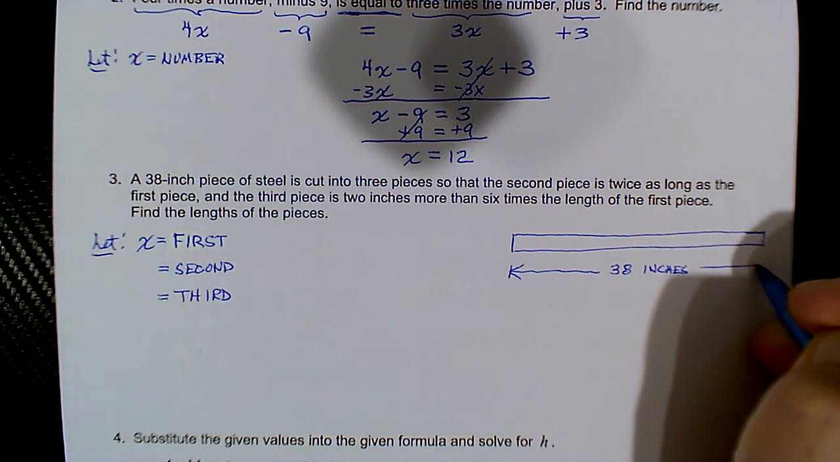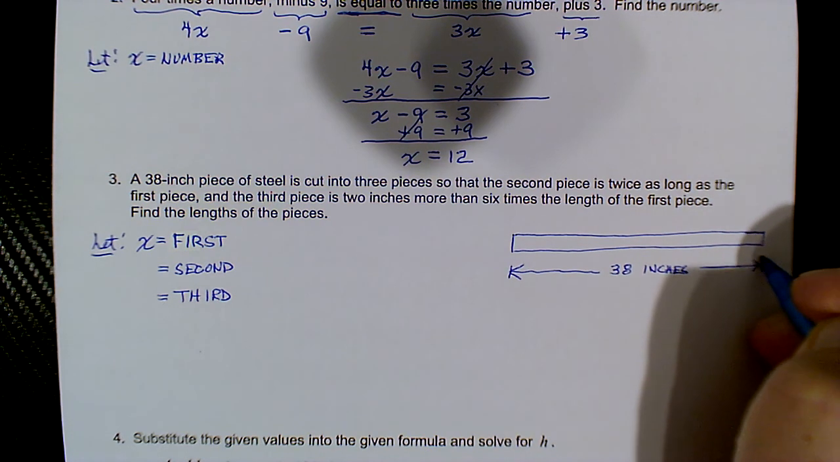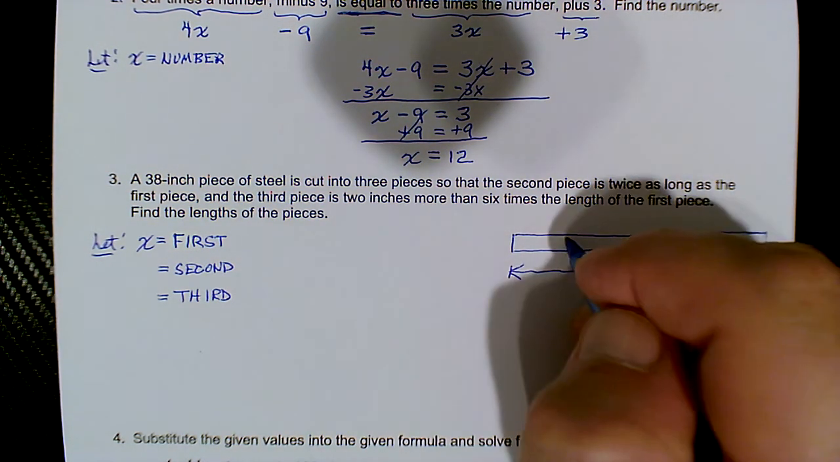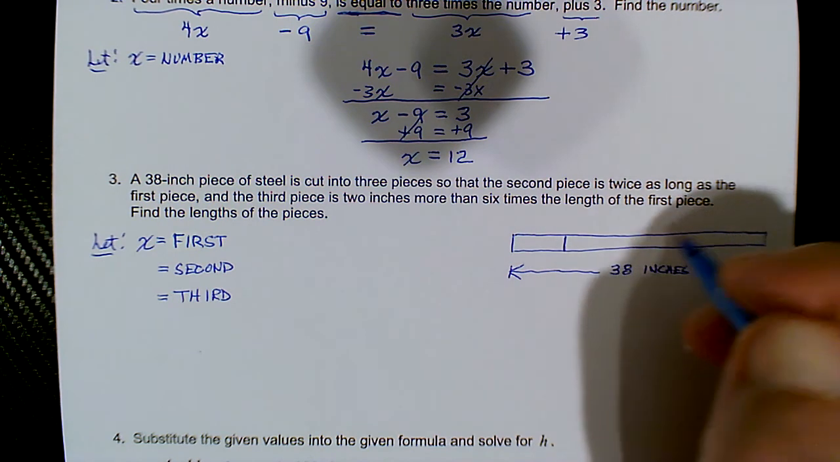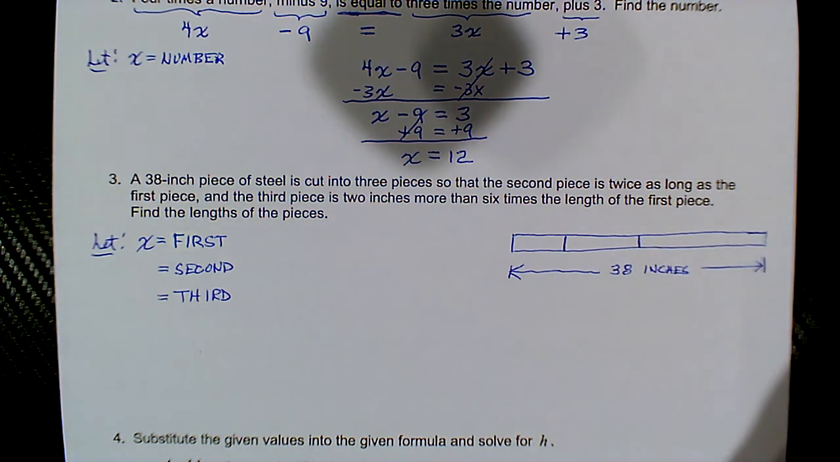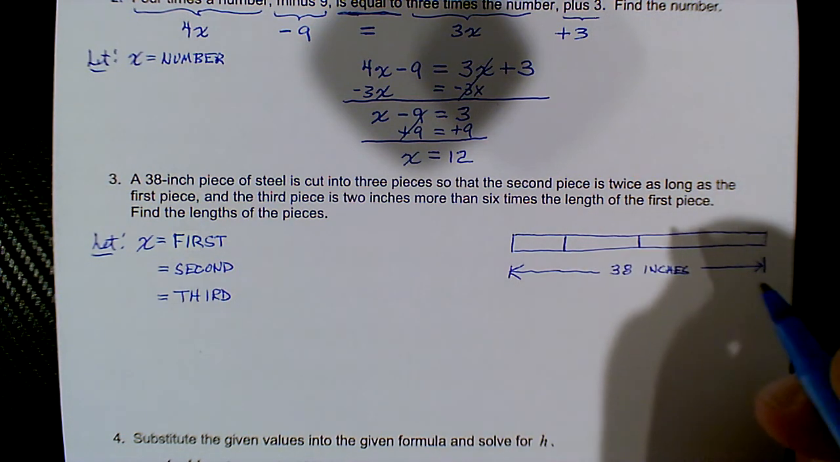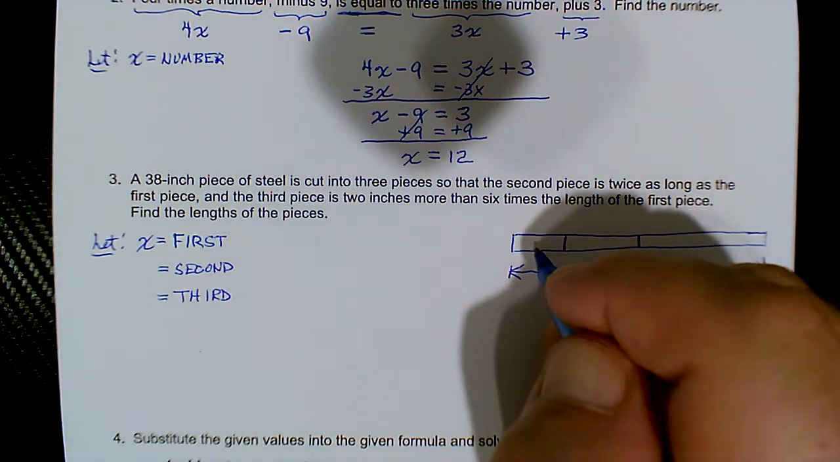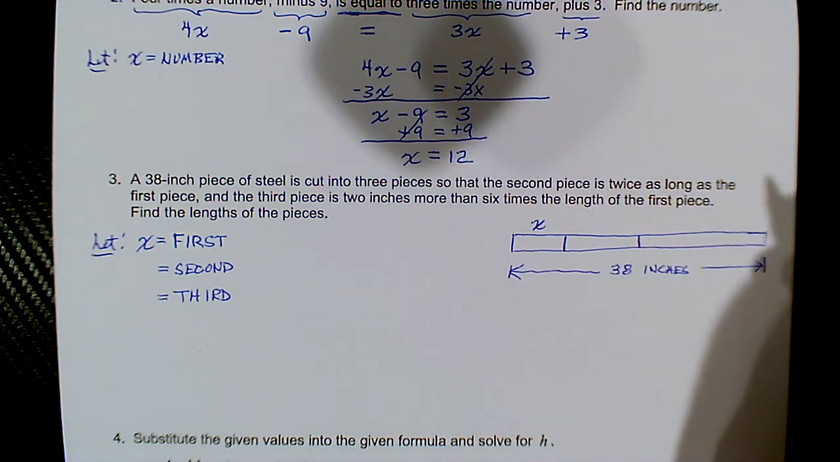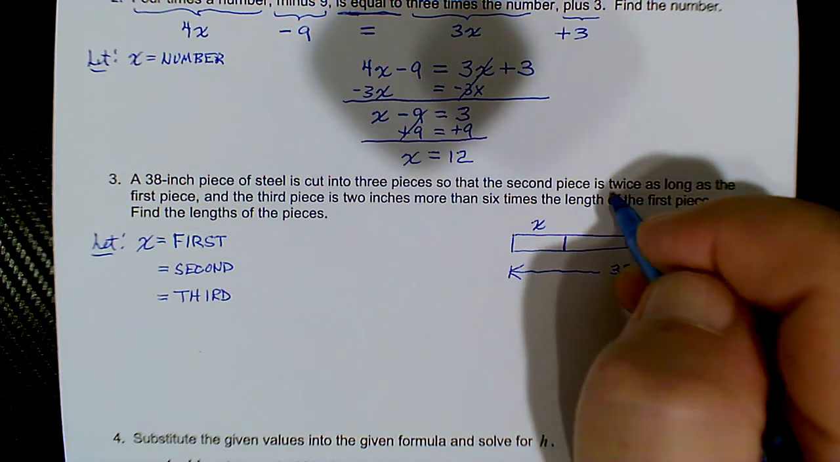long. And we're cutting it into 3 pieces. So maybe the smaller piece, a little bit bigger piece, and then the biggest piece. So the first, second, and third pieces. And you don't have to draw them to scale or anything, but we're going to let x equal the first piece. So this is going to be x. And then it says the second piece is twice as long.